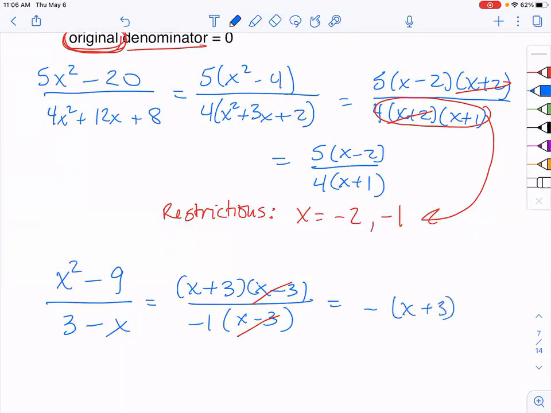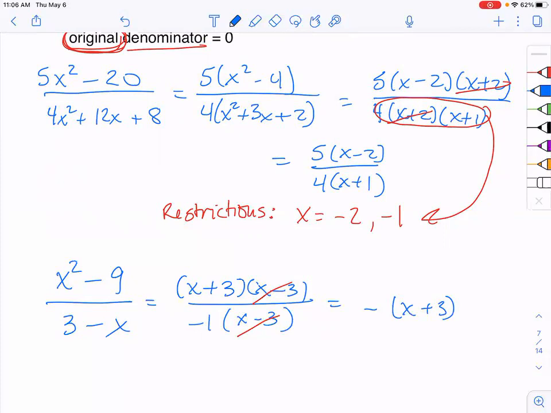The negative can move up to the numerator. It doesn't matter whether it's in the numerator or the denominator, so there's no point in putting divide by -1. We'll just put -1 times that. If you were to write -x minus 3 with no parentheses, that would be fine. I'll take it either way. That doesn't have a denominator.